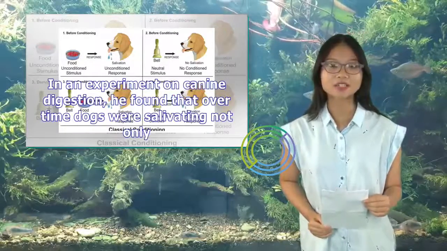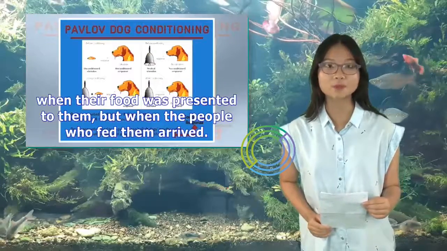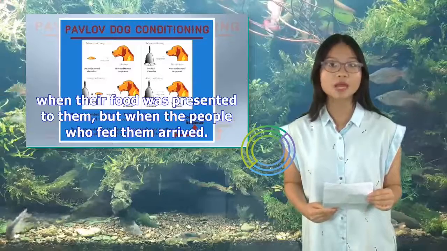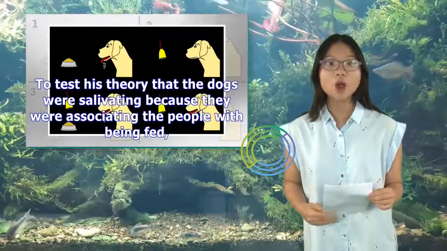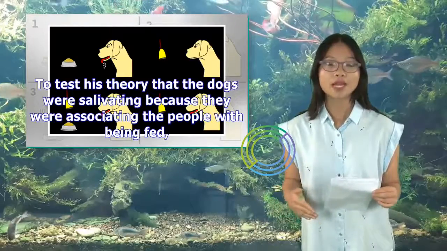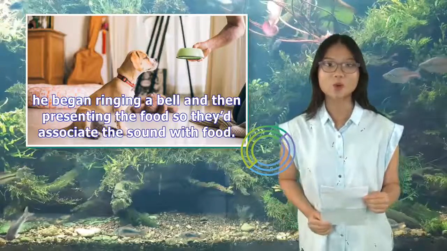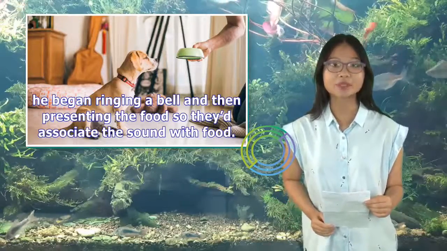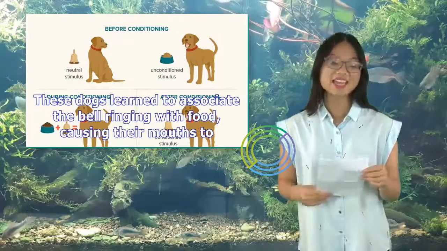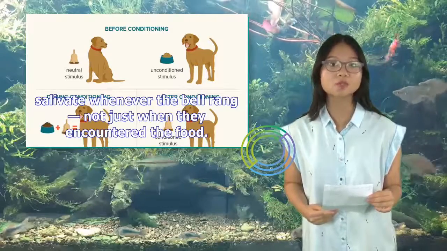In an experiment on canine digestion, he found that over time dogs were salivating not only when their food was presented to them, but when the people who fed them arrived. To test his theory that the dogs were salivating because they were associating the people with being fed, he began ringing a bell and then presenting the food so they'd associate the sound with food. These dogs learned to associate the bell ringing with food, causing their mouths to salivate whenever the bell rang, not just when they encountered the food.